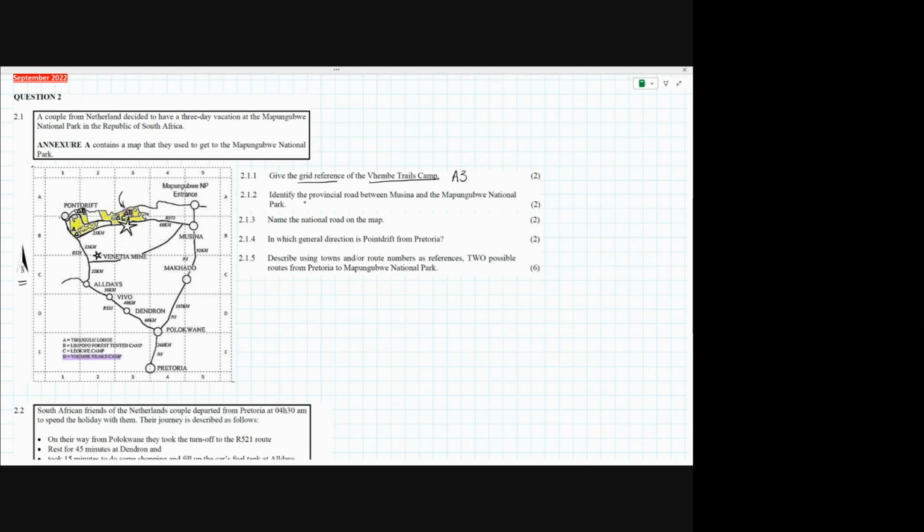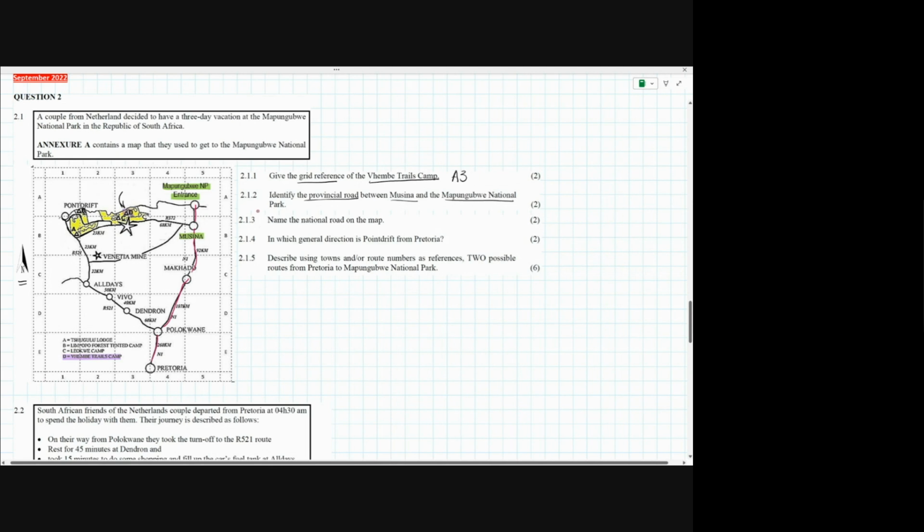2.1.2 says identify the provincial road between Musina and the Mapungubwe National Park. So again, go back to your map, identify the important points that the question is referring to. So there's Musina, here's the entrance. What is the national road? Now, it might not be labeled in between those 2 points, but look along your map. This road all the way along up here is the same road that we're traveling on.